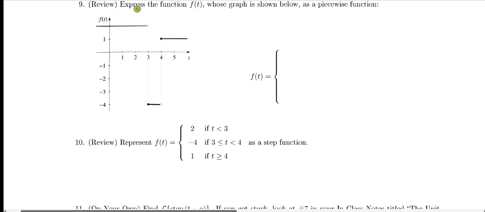So folks, previously we've looked at, well actually this is a college algebra review skill, but we want to express this function whose graph is shown here as a piecewise function. So go ahead and pause the video and give that your best shot. I think you'll find the solution somewhere else on this page, but give it a shot. So pause the video, and then when you're ready, resume.